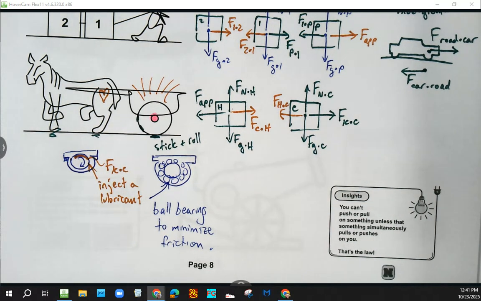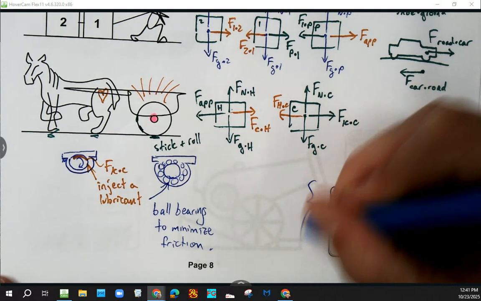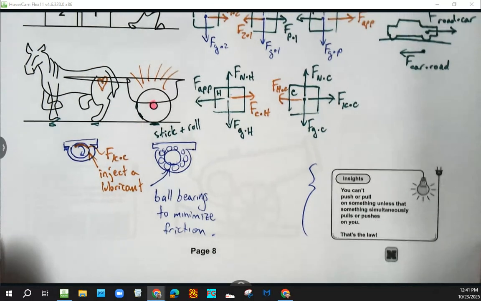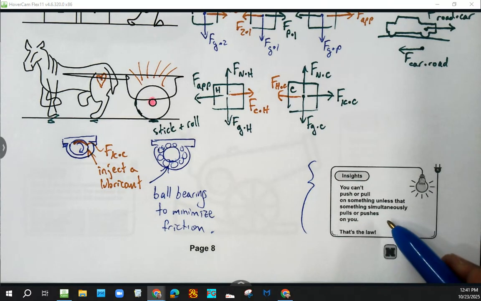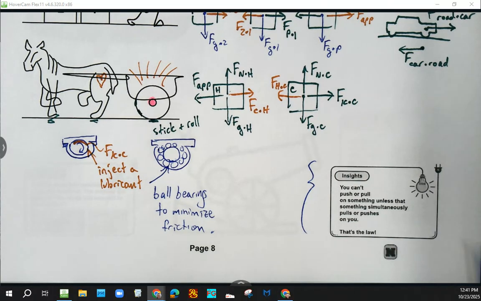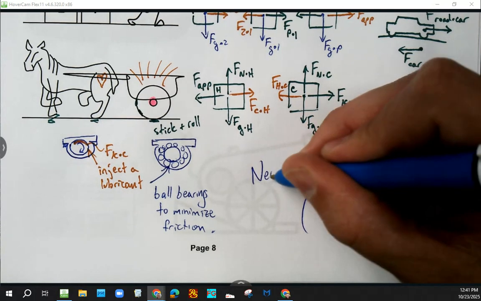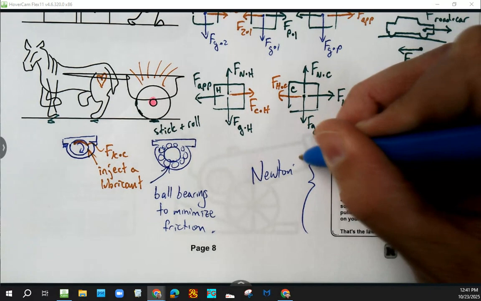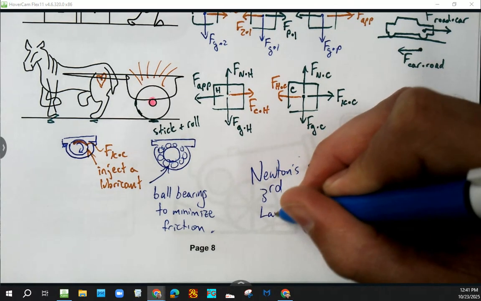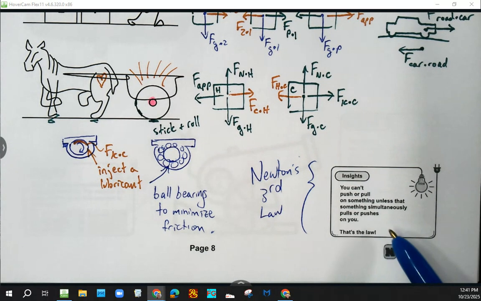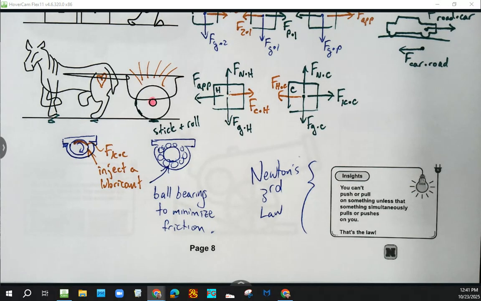Okay. Oh, hey, one little thing before we leave this page, and you can zoom in if you're looking at it on a YouTube video, or you can just look at it on your page if you're in person. This is the easiest street-language way that I can express Newton's third law. I'll read it out loud. You can't push or pull on something unless that something simultaneously pulls or pushes on you. That's the law, okay? But we have it more formally at the top of the page, and we kind of talked through it a bunch here.